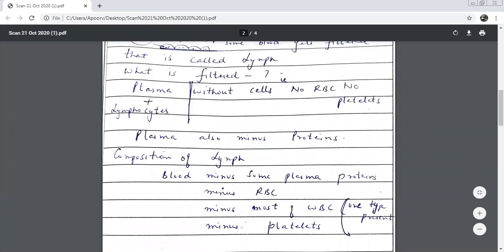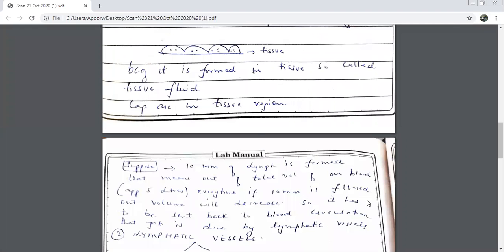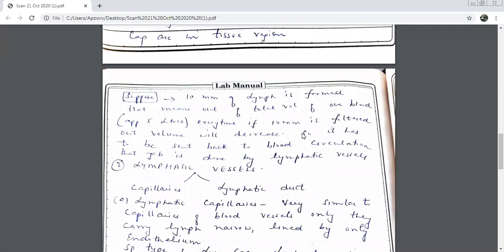Lymphocyte. So when I talk about composition of lymph, it is blood. Beta, please remember, lymph is nothing, lymph is blood only. Filtered blood. Blood minus plasma proteins, blood minus RBCs, blood minus most of the WBCs except for one type, and blood minus platelets. So this is your composition of lymph. Because lymph is formed by the tissues, it's the capillaries present in the tissue region. So lymph is also known as which fluid? Tissue fluid.